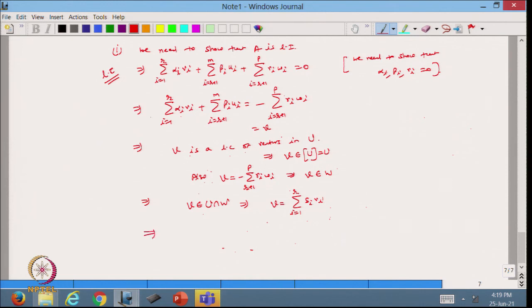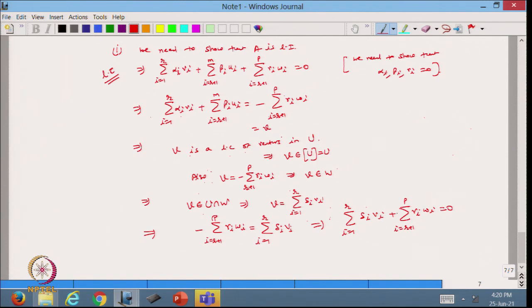So now, V is already this one. From here I can write that minus summation gamma i Wi, i from r plus 1 to p, is equal to summation i from 1 to r delta i Vi, and from here I can write that summation delta i Vi, i from 1 to r, plus summation gamma i Wi, i from r plus 1 to p, equal to 0.